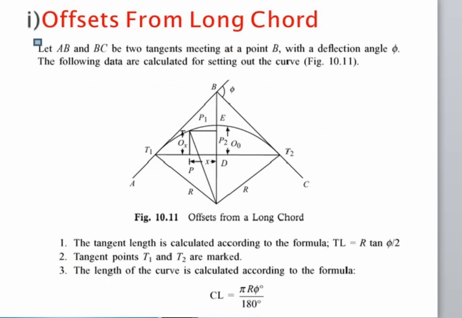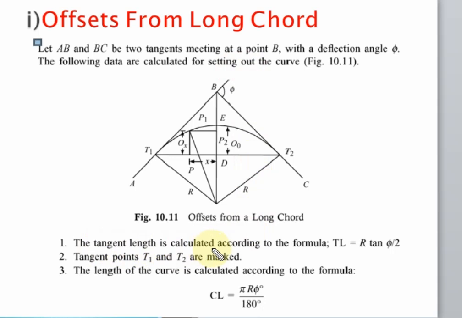Let AB and BC be the two tangents meeting at point B with the deflection angle phi. So, this angle is called phi. The following data is required for setting out the curve.